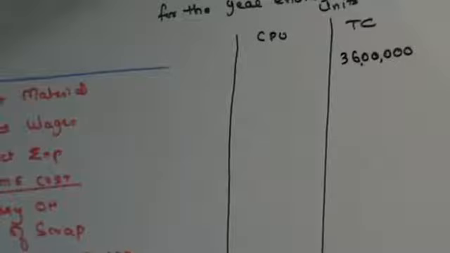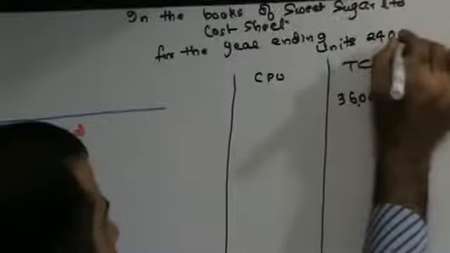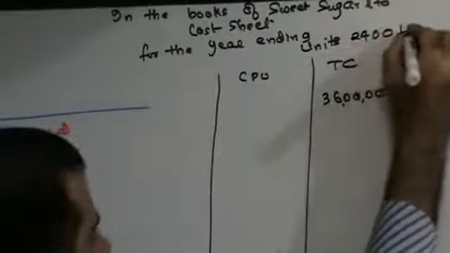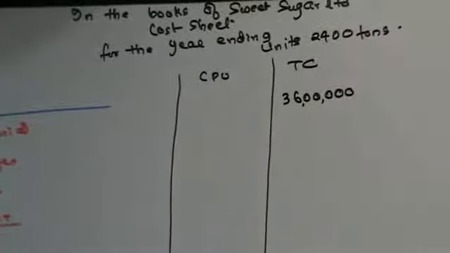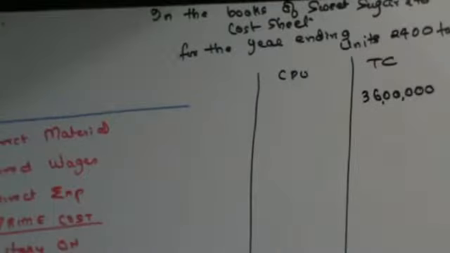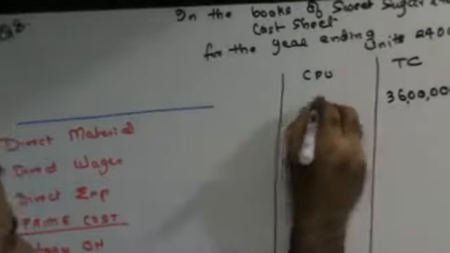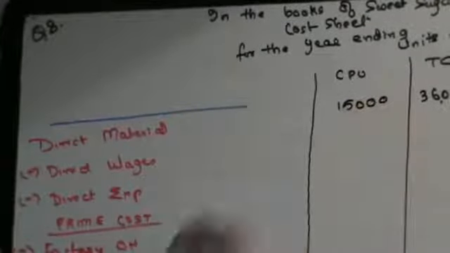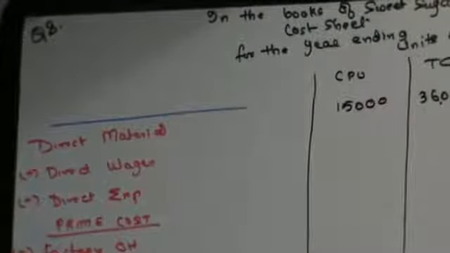Now, towards the end of the sum, if you see the last paragraph, they are saying that during the year 2,400 tons of sugar was produced. So my output is going to be 2,400 tons. Now divide 36 lakhs by 2,400. So CPU of direct material is going to be 1,500. Fine, do we get this thing clear?